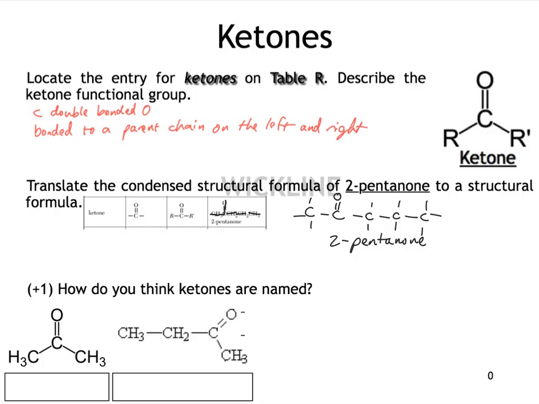So first of all, the pentan part of the name is coming from the 5-carbon backbone. 1, 2, 3, 4, 5. The number 2 part of the name is coming from the fact that the double bonded O is on carbon number 2 if you count in from the left-hand side. And the "one" part of the name is coming from the fact that you have a double bonded O, making it a ketone. So those are the 3 parts of the name, and I can write that in for how ketones are named.